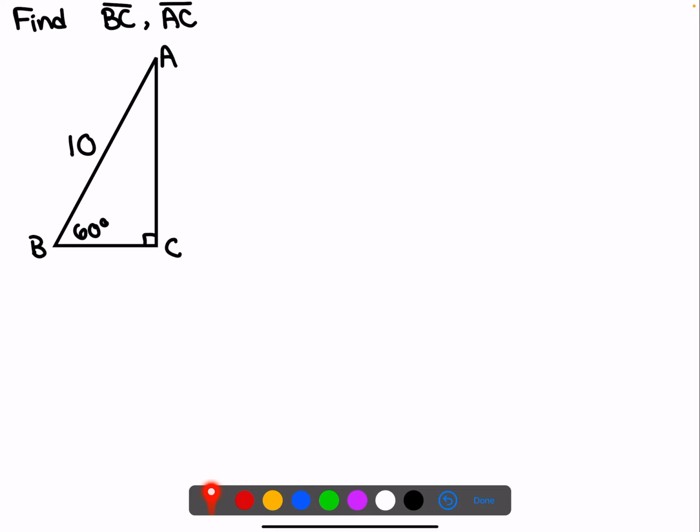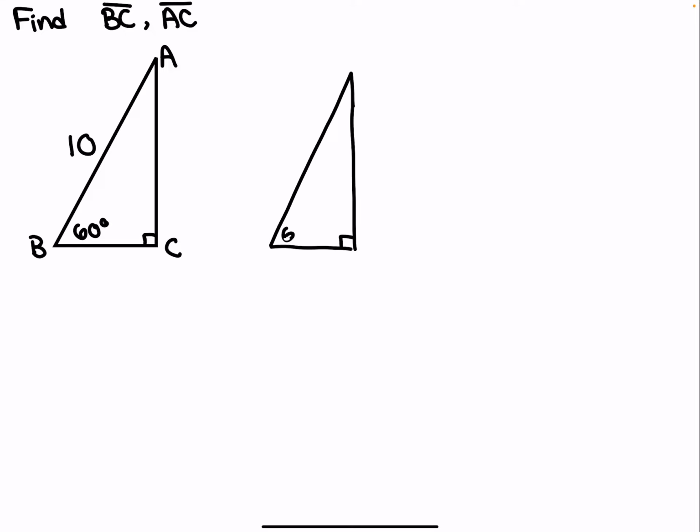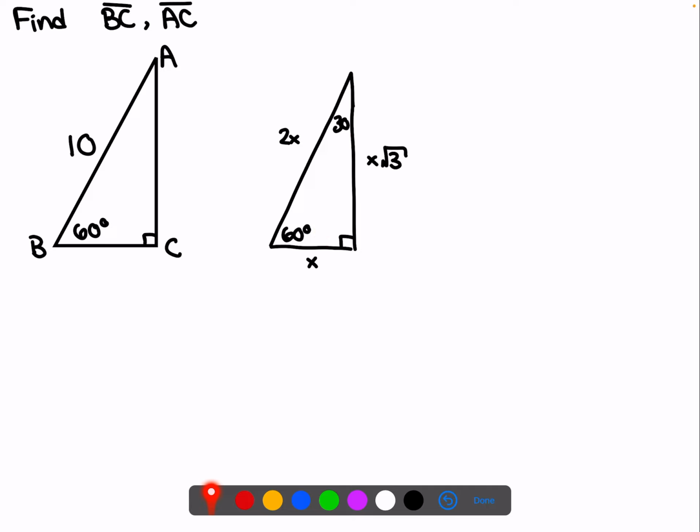Here's our first example. We're going to find BC and AC. So looking at this, the first thing that we always want to do is check our angles first. I see that we have a 60 degree angle and a 90 degree angle. By the third angle theorem, angle A must be 30 degrees. So therefore, I'm going to draw a 30, 60, 90 triangle right next to it. Of course, the side opposite 30 is x, the side opposite 60 is x rad 3, and the side opposite 90 is 2x. This is the same exact triangle that we just solved for a minute ago.